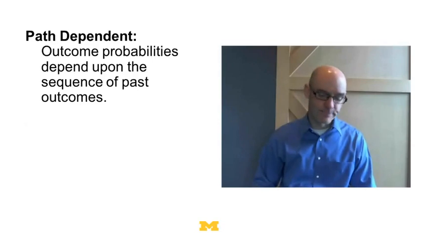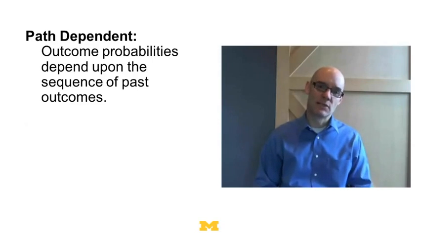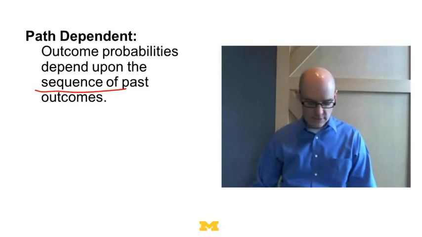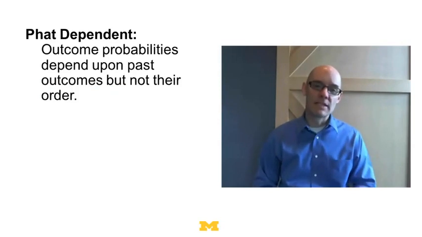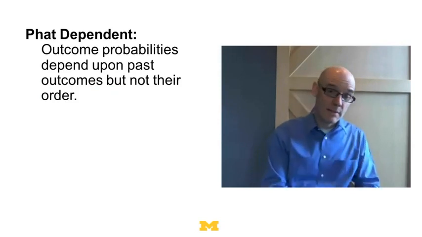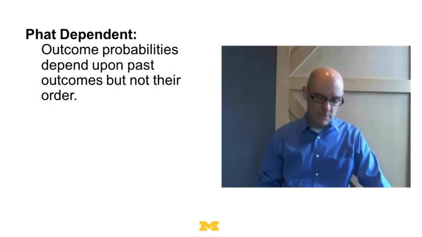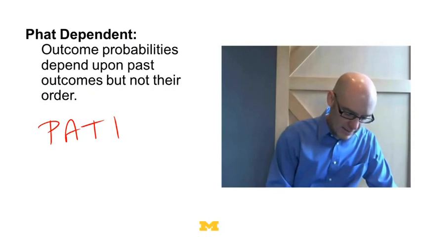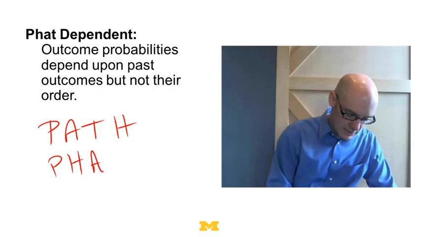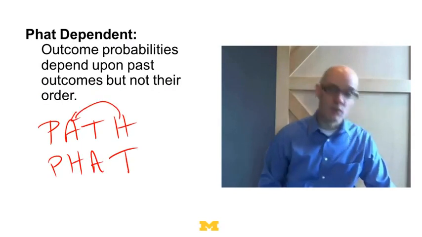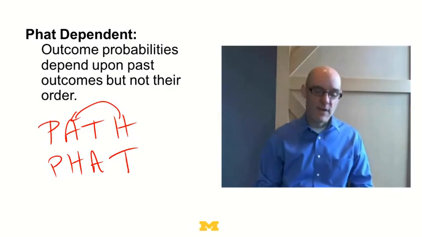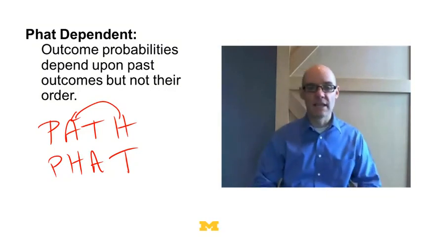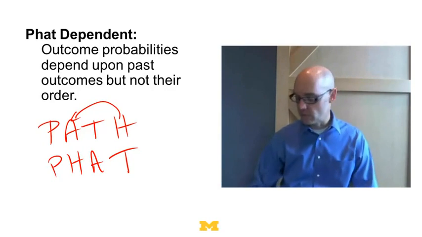Now, remember when we talk about path dependence, we're saying the outcome probabilities depend on the sequence of past events, past outcomes. I want to make a distinction between that. Remember, we have that path dependence and FAT dependence, where outcome probabilities depend on past outcomes, but not their order. So I call this FAT because, remember, I could think of path and rearrange the letters to get FAT, like switching the H over here. Now, I also do this because FAT is sort of a little bit of a joke about thick description, right? So FAT means thick, and thick descriptive accounts take into account the full sequence.